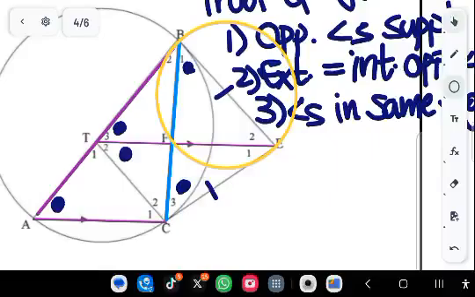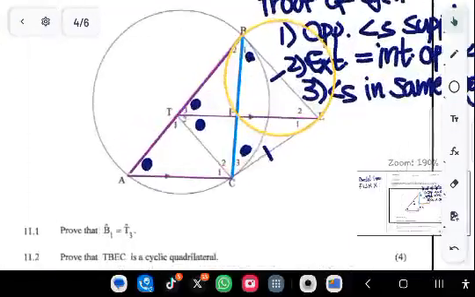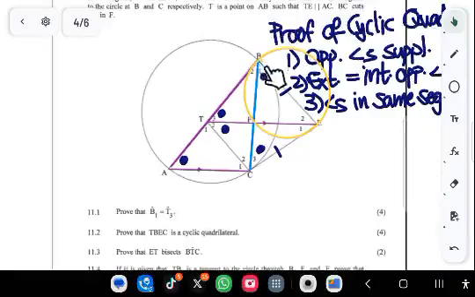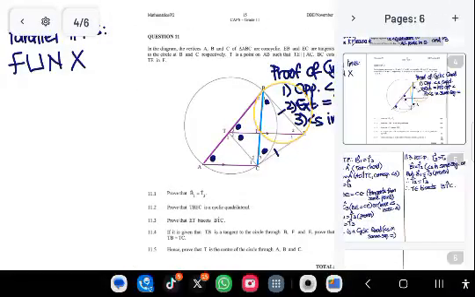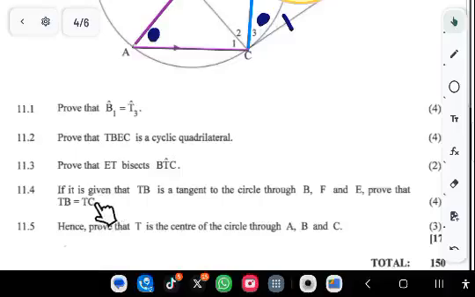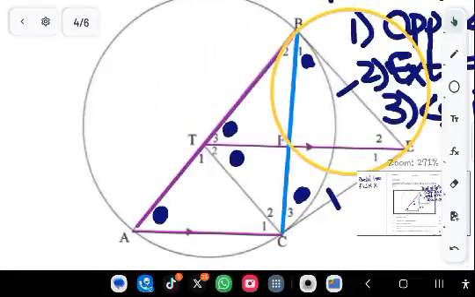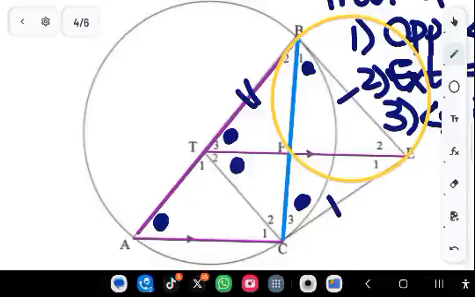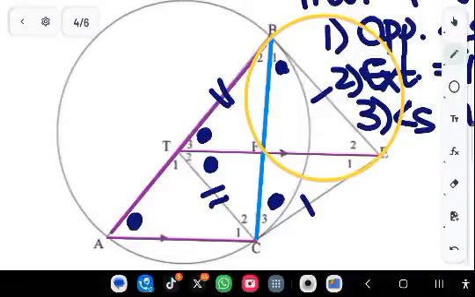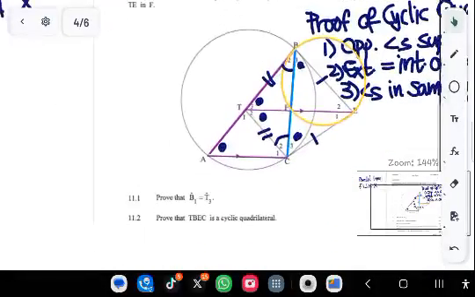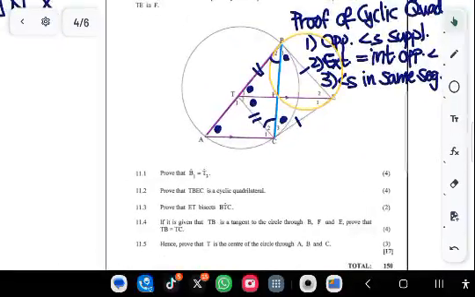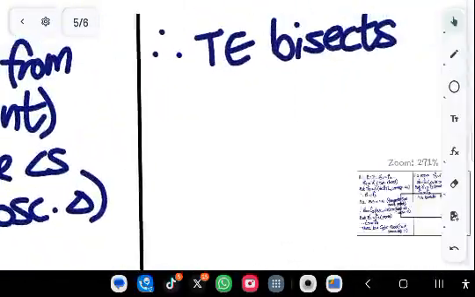Now we are given that TB is a tangent to this circle, and we are supposed to prove that TB equals TC. If TB equals TC, then ultimately we need to prove that angle B2 is equal to angle C2. So we're required to prove that TB equals TC. 11.4.